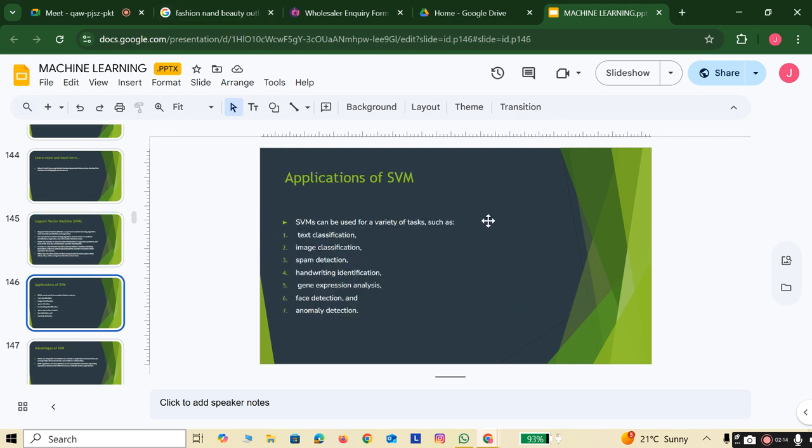So, applications of support vector machine. It supports a wide variety of tasks such as text classification, image classification, spam detection, handwriting identification, gene expression analysis, face detection, and anomaly detection. I want to focus on number 7 because that's the project we are going to handle, anomaly detection. So support vector machine can be used to support anomaly detection.